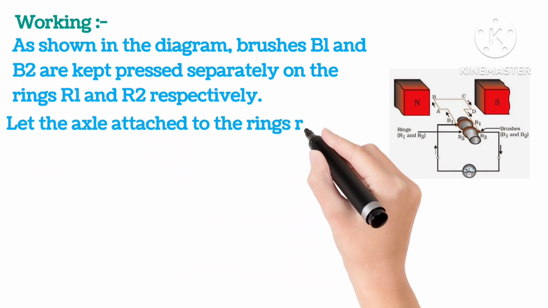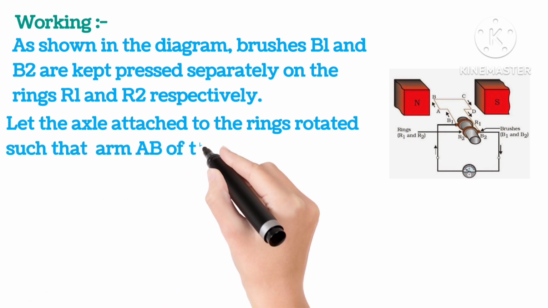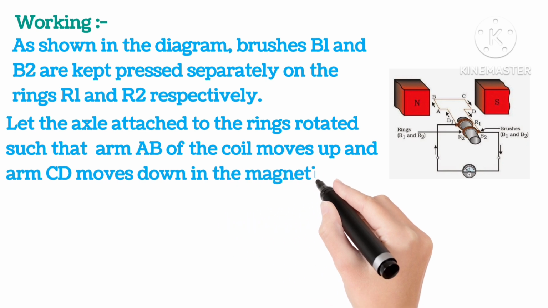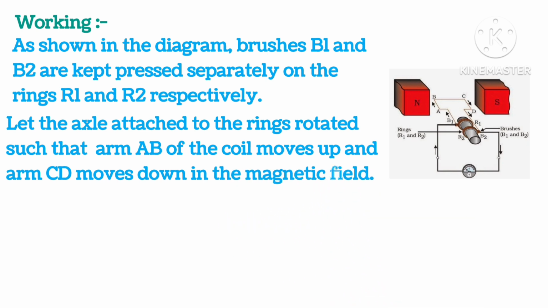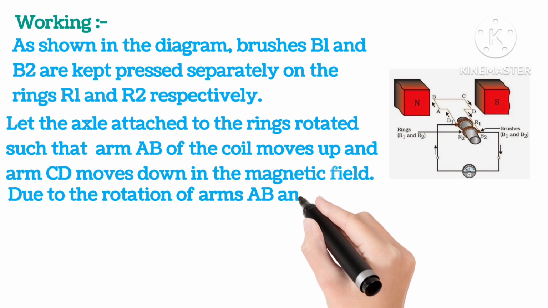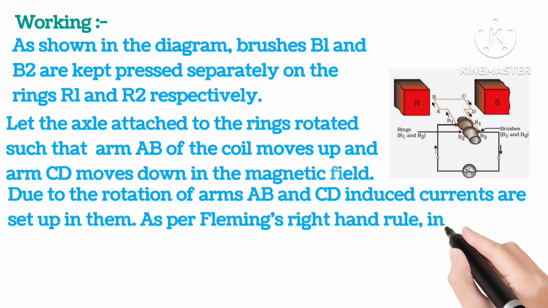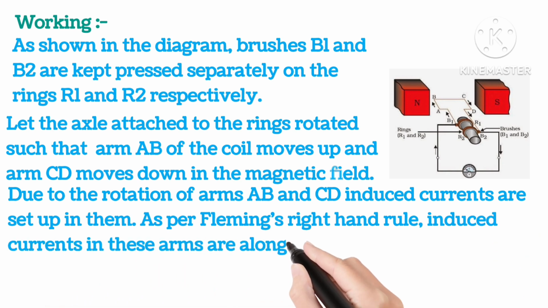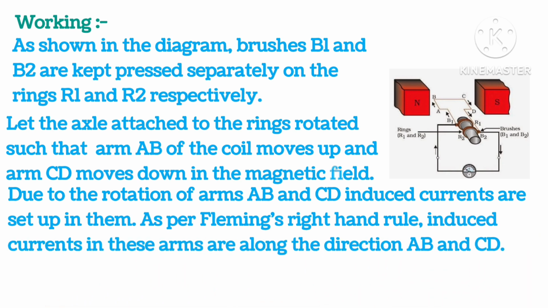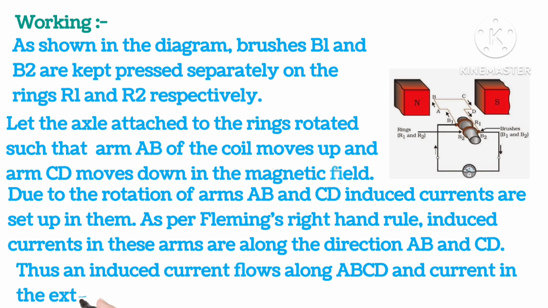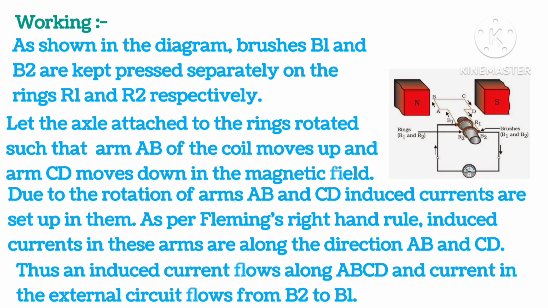Let the axle attached to the rings be rotated such that arm AB of the coil moves up and arm CD moves down in the magnetic field. Due to the rotation of the arms AB and CD, induced currents are set up in them. As per Fleming's right hand rule, induced currents in these arms are along the direction of AB and CD. Thus, an induced current flows along ABCD and the current in the external circuit flows from B2 to B1.